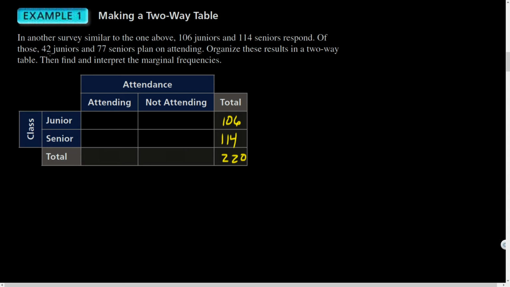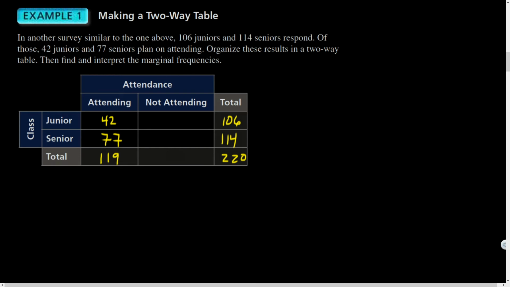Let's see. Of those, 42 juniors and 77 seniors plan on attending. So they're giving me the attending-only information. So 42 juniors and 77 seniors. Okay, and so now I've got 2 out of 3 in this column, so I could find the total by adding those together, and that's 119. And looking across, now wait, let me finish reading the problem. Organize these results in a two-way table, then find and interpret the marginal frequencies.